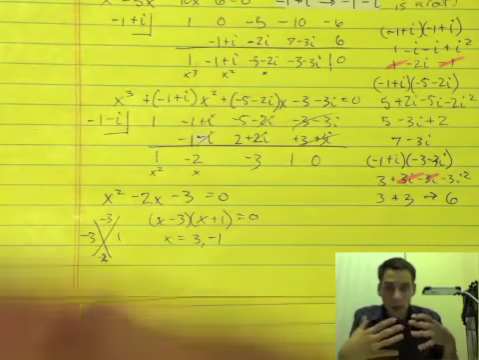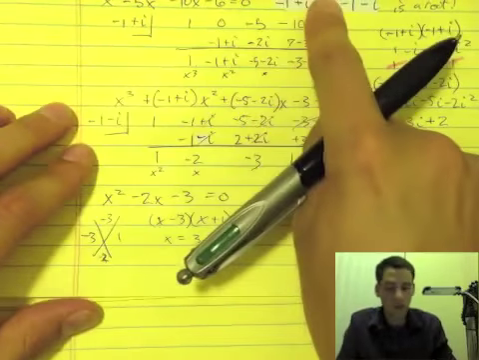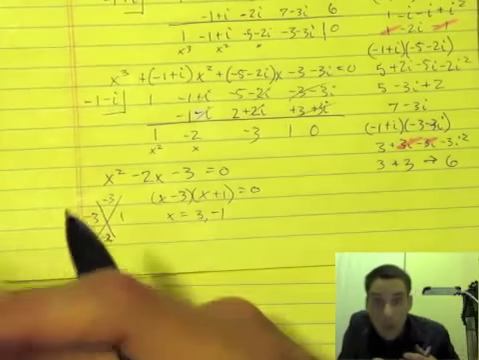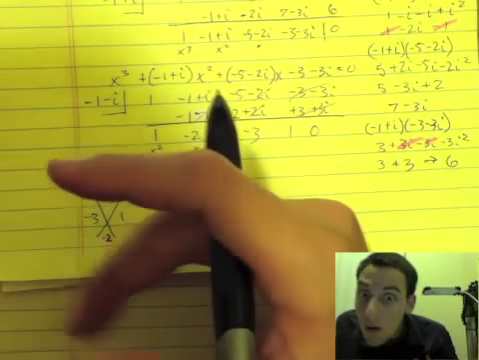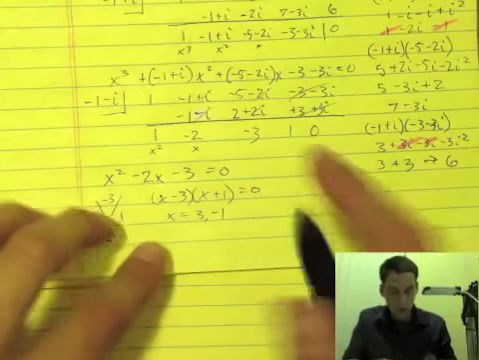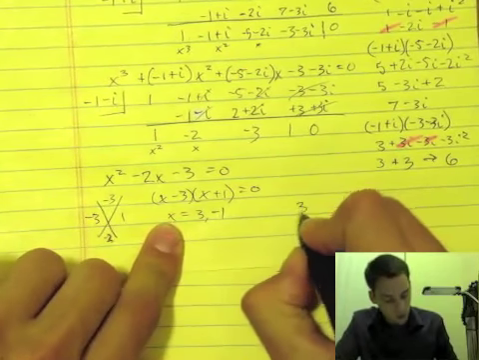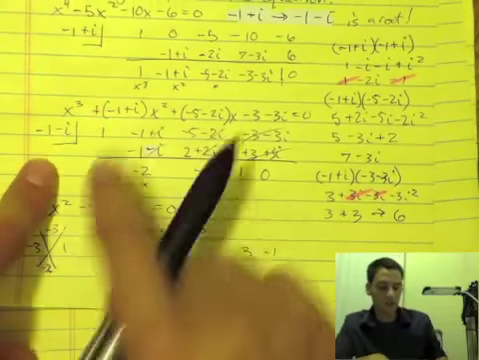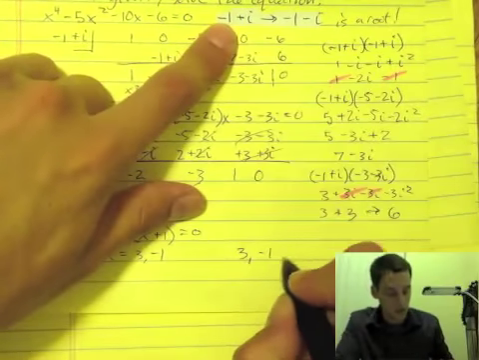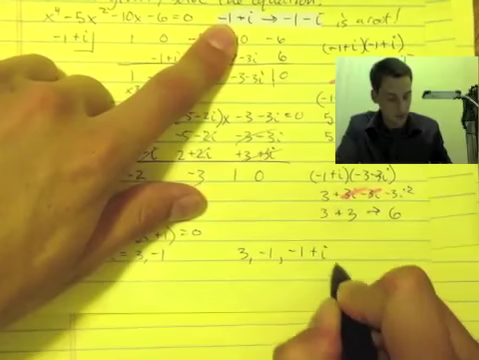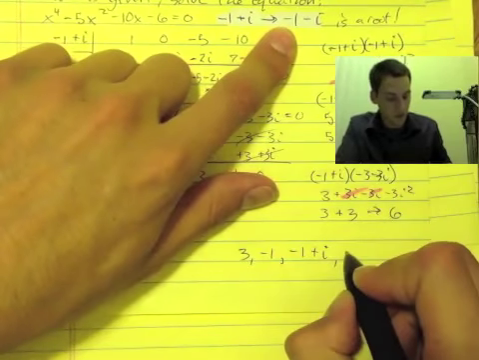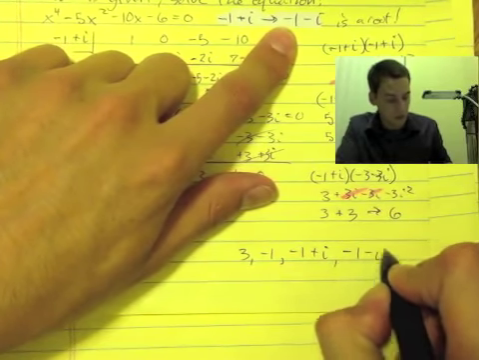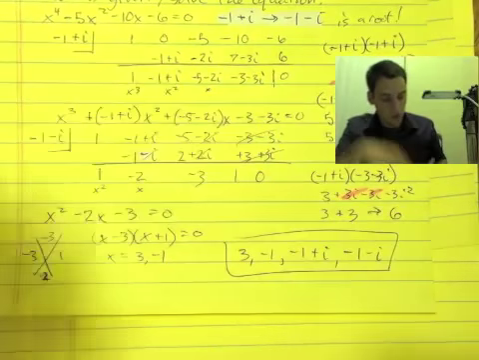So the roots, I mean, we're solving this. Solving means find all the roots. So all of the roots are 3, negative 1. Can't forget the ones that they gave us. They gave us these: negative 1 plus i. And then we found, by the theorem, negative 1 minus i. So those are all the roots.